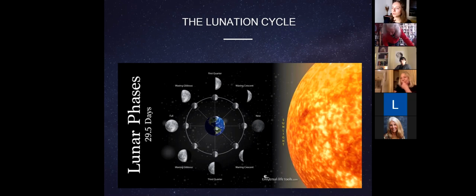If it is Jupiter and Saturn, for example, then the question is, which one is the sun and which one is the moon in our mock lunation cycle between them?